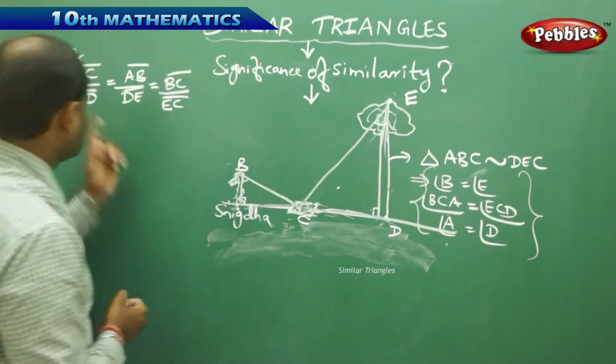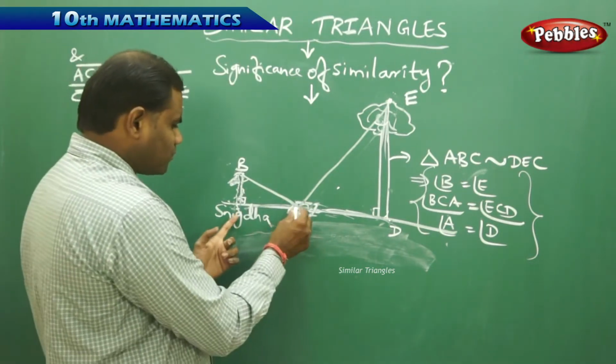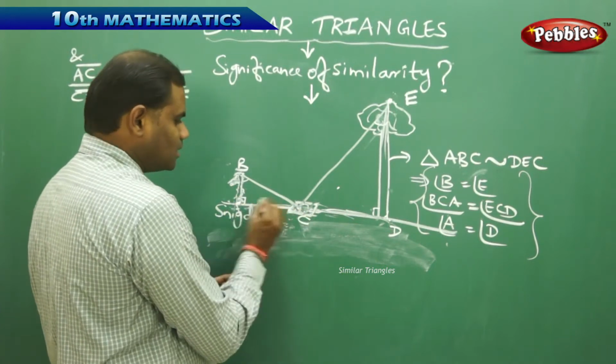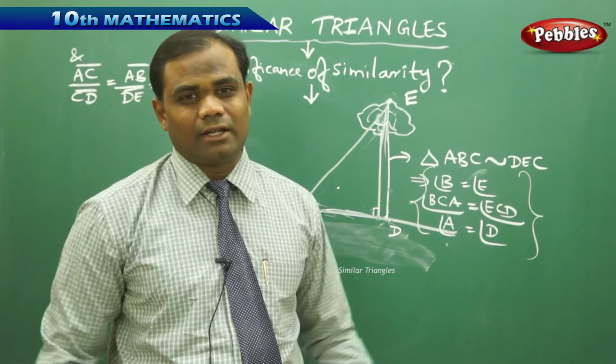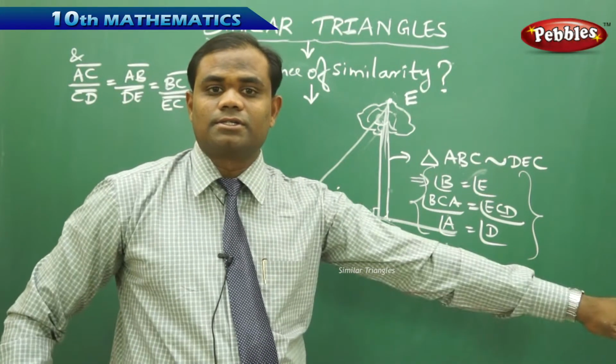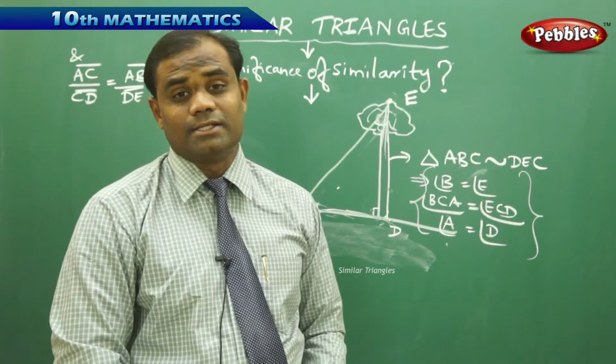So in this case, the corresponding sides are in the same ratio. Therefore, it's very easy to find the distance of the mirror from the girl and the distance of the mirror from the tree using a measuring tape. It is not a tough task to measure the distance on the ground, but measuring on the tree is not an easy task.